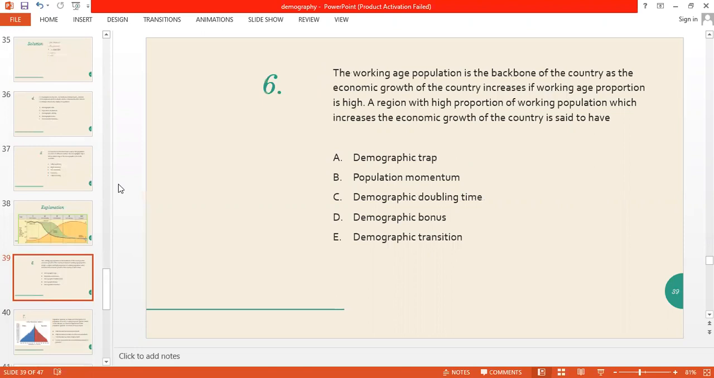The working age population is the backbone of the country as the economic growth of the country increases. If the working age proportion is high, a region with a high proportion of working population which increases the economic growth of the country is said to have: demographic trap, population momentum, demographic doubling time, demographic bonus, or demographic transition. D, demographic bonus is the right answer.